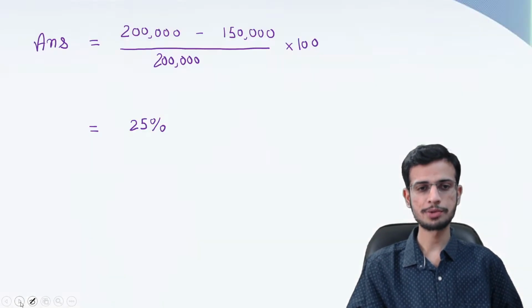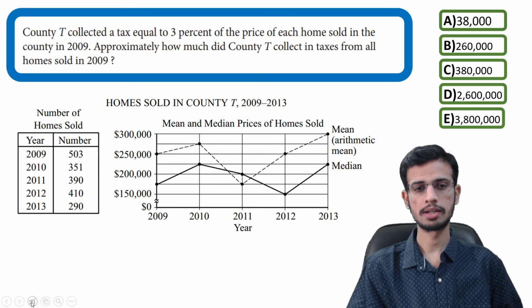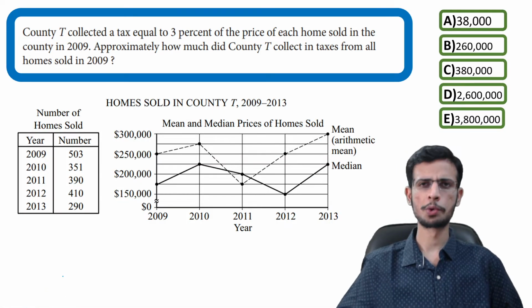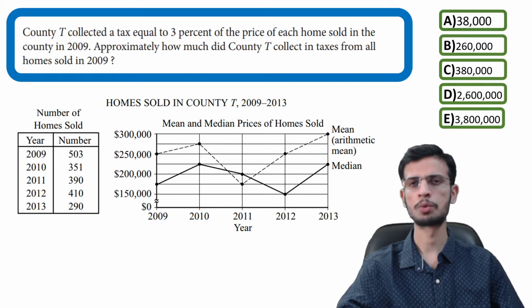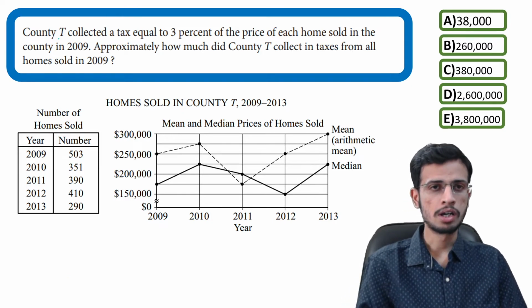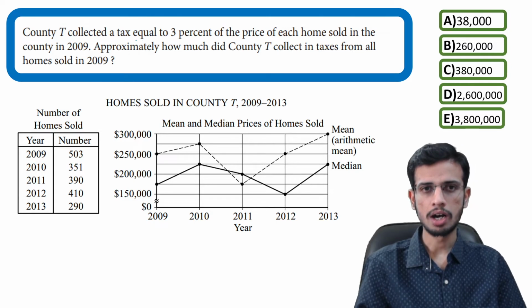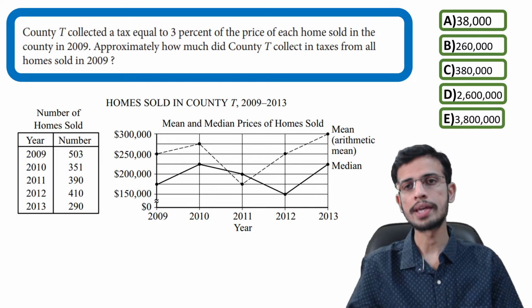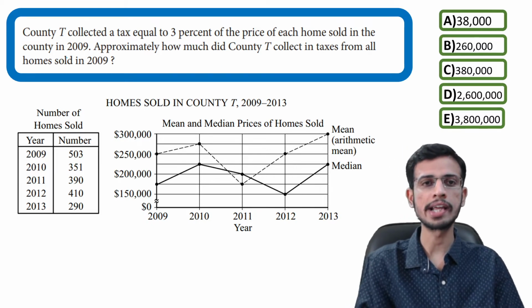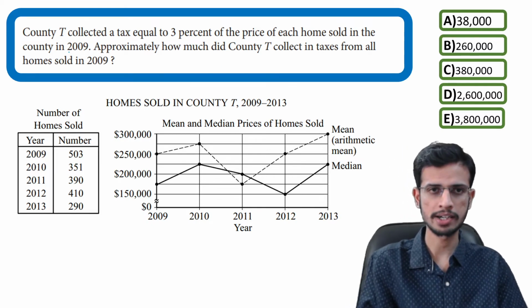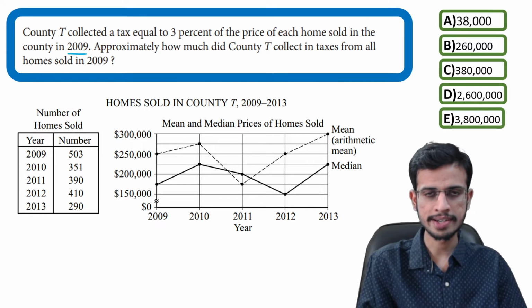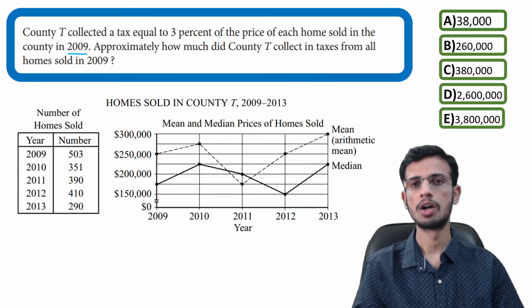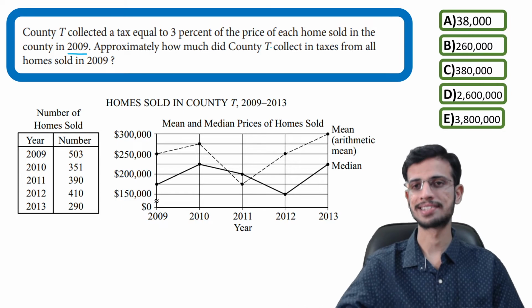Okay, let us move on to the next question. As I told you, there will be 2 to 4 questions from one table or given data or graph. Country T collected a tax equal to 3% of the price of each home sold in the country in 2009. Country T collected 3% of the price of each home as a tax.